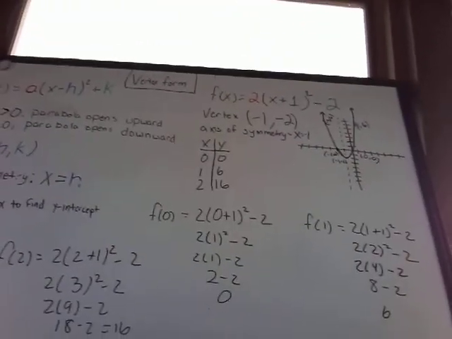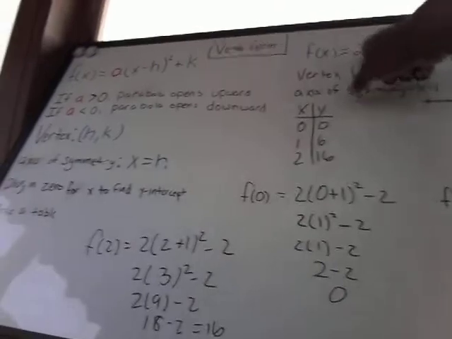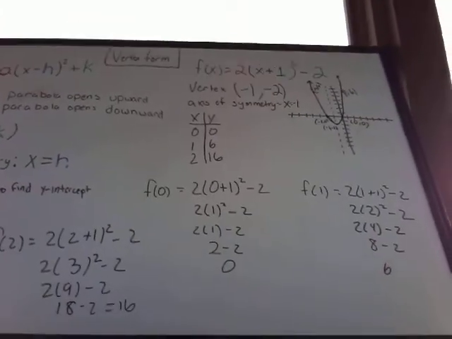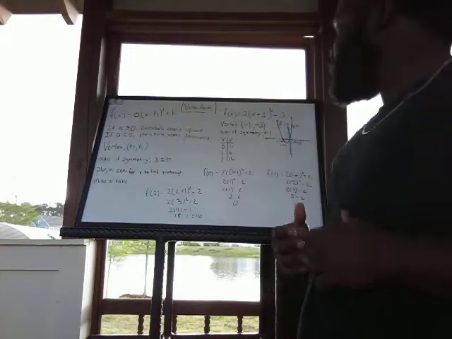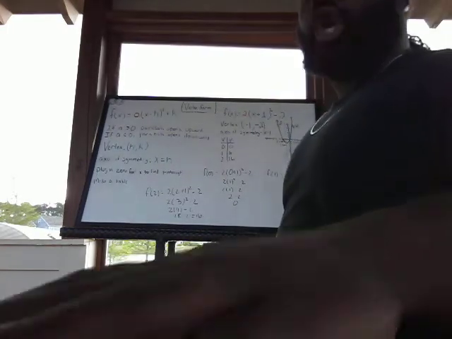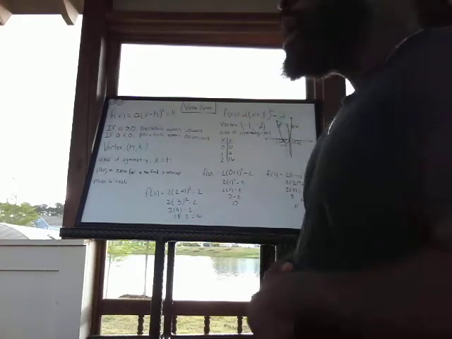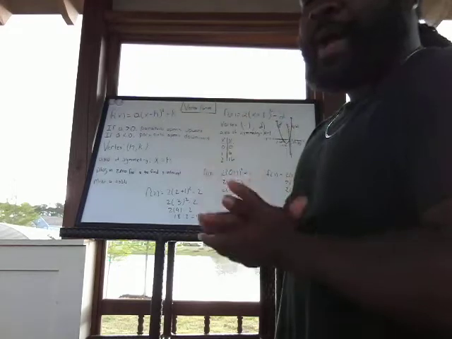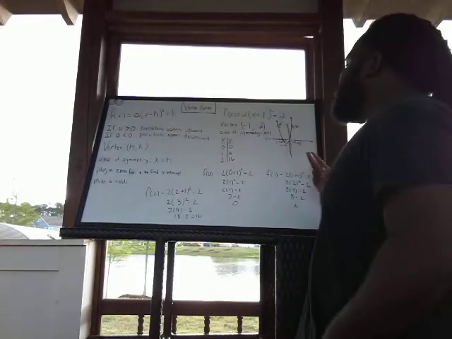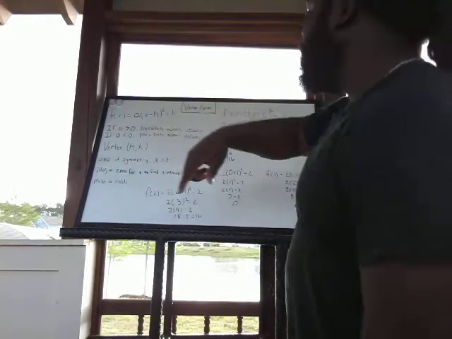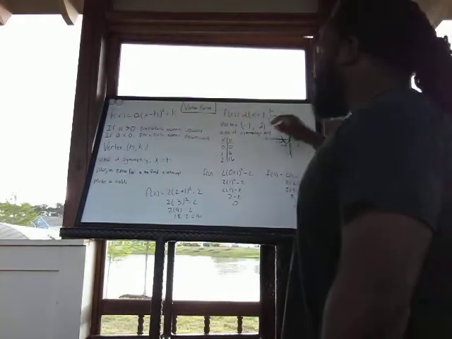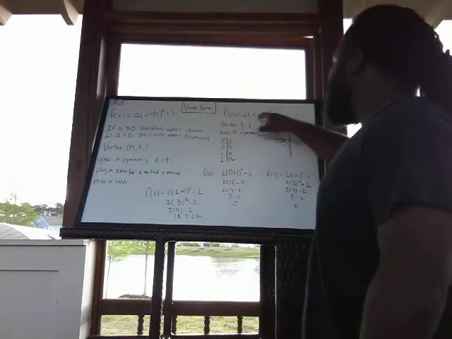Now, our first practice problem is going to be 2 times (x plus 1) squared minus 2. That's the first problem that we'll work on today. So the first thing we want to do is find our vertex. This is vertex form, so the first thing I should be able to do is plot my vertex. How do I plot my vertex? Well, it should be the h value, which is my x, and then the k value, which is my y. Here we have x plus 1.